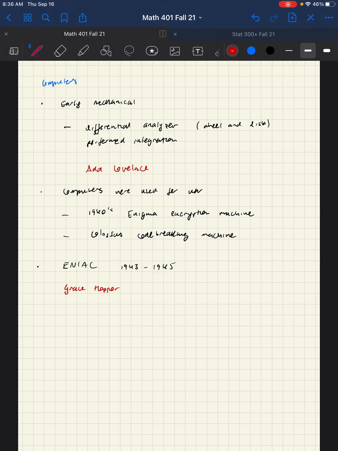The Colossus code-breaking machine, one of the really instrumental people here was... Oh, I'm blanking on the name. Alan... Oh no, I'm blanking on the name. Alan Turing, duh.